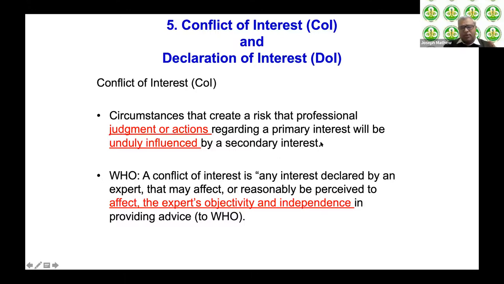If people are very heavily conflicted, they might not be included in the guideline panel. If there are partial conflicts of interest, then there are certain sections of the guideline development process that they would stay out of. Because it's very important to know what's driving people when they make statements, when they look at evidence and they synthesize evidence together.